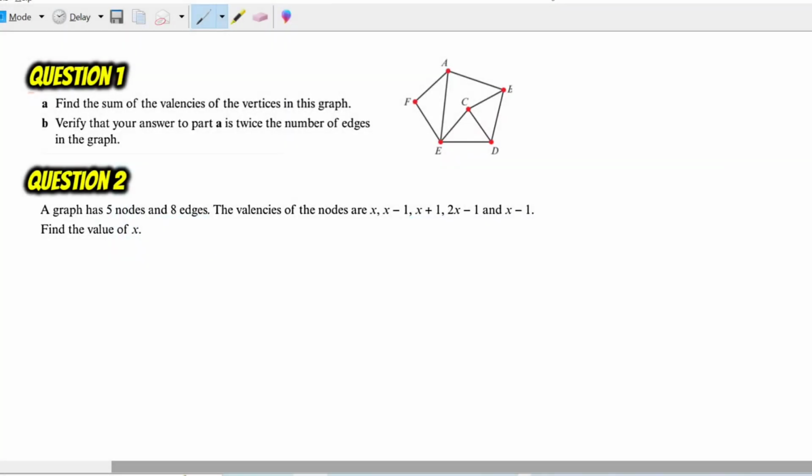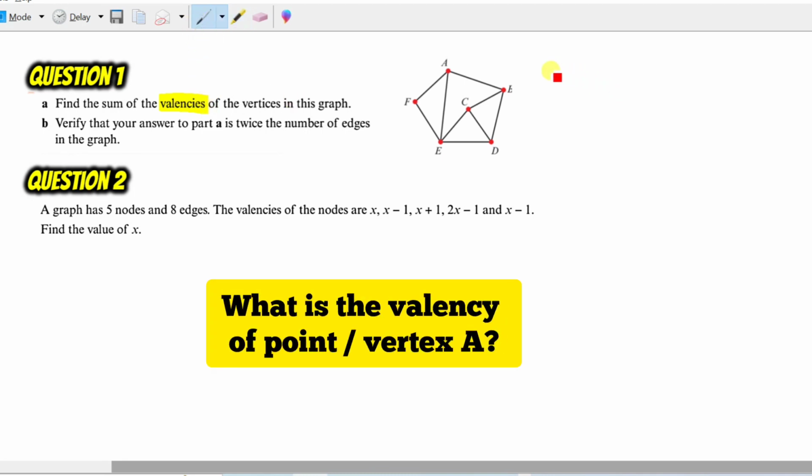So in this one we'll be looking at graph theory, and in particular the sum of valencies and questions associated to it. Now I've handpicked two questions which I think are great. If you're not sure what valencies are, let's go back and understand the definition before we tackle these problems, yeah?